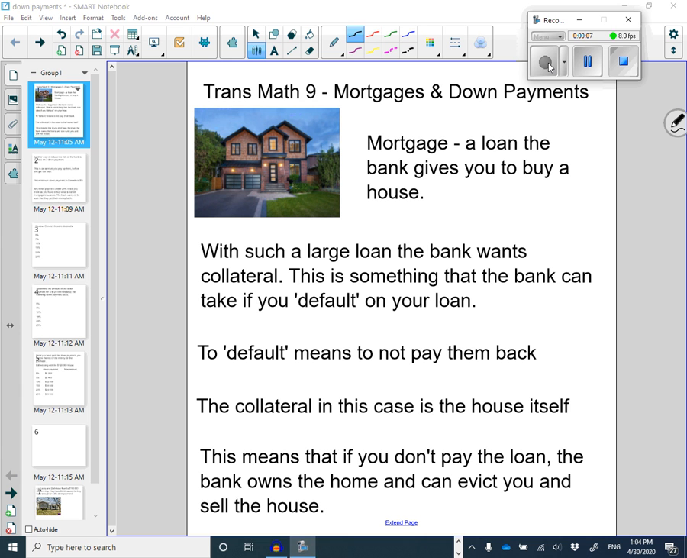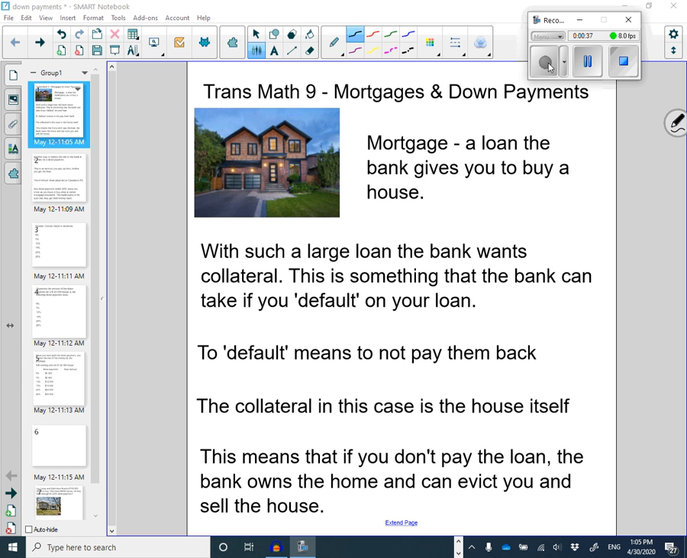I think this is lesson 2, I believe, of this unit. Okay, so let's talk about mortgages and down payments. Those might be words that you might have heard, but maybe never really understood. We're not going to spend a lot of time on this. This will be something that you look at in future math classes, but you should sort of know the basics for grade 9. So a mortgage is a loan that the bank gives you to buy a house. That's sort of the simplest description. Okay, so they're loaning you money, lending you money, and you use it to buy a house.